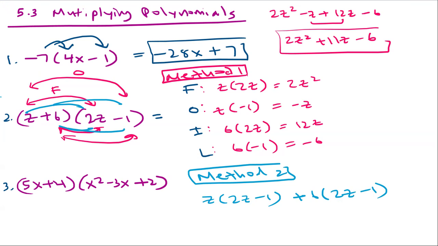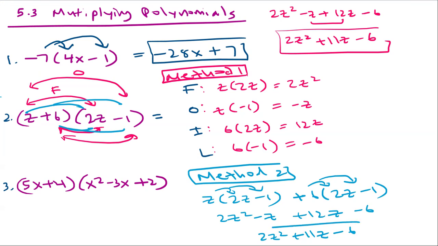I've always done it this way. So now I can just distribute. But again, if you want to do FOIL, you're absolutely fine. So you got 2z squared minus z plus 12z minus 6. So that gives us 2z squared plus 11z minus 6. Okay? Different method. For me, it's much faster. I just take one term, multiply the two, take one other term, multiply the other two. That's it. Okay? So we get the exact same answer.